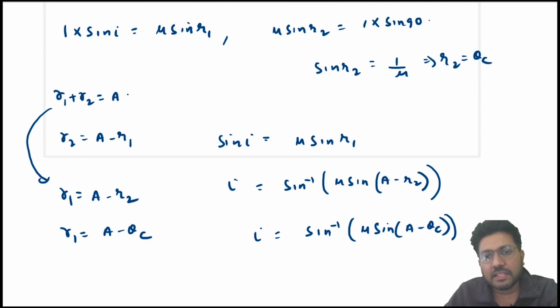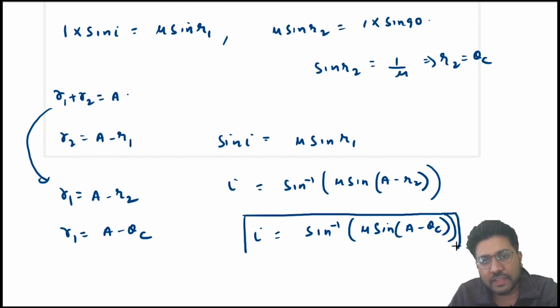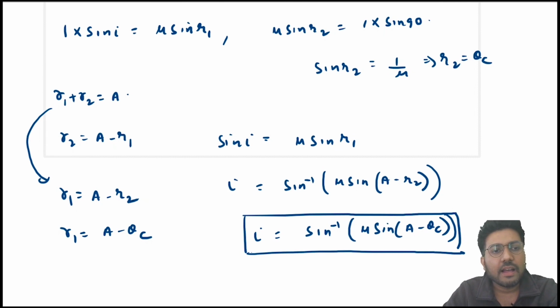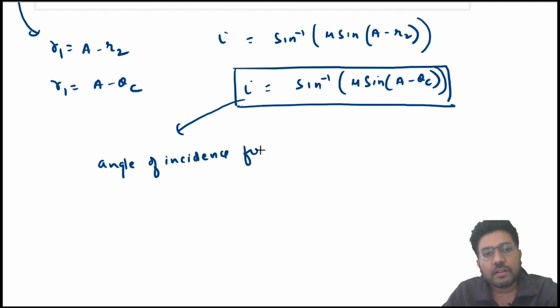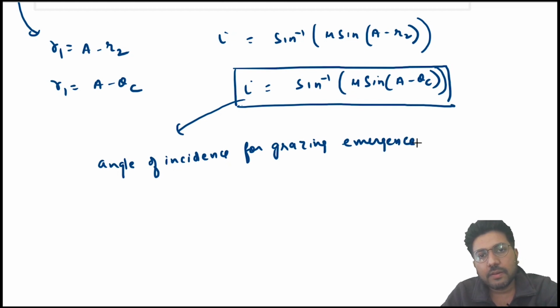You can remember it in this way also. This is the angle of incidence at which the emergence is grazing. So this is the angle of incidence for grazing emergence. Okay, but you can also remember it like this. I will suggest you to remember it like this because this is the easier way to remember. I is equal to sine inverse mu sine of A minus theta C, where theta C is the critical angle. Theta C is sine inverse 1 by mu.